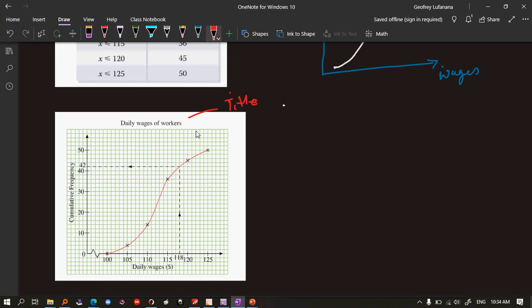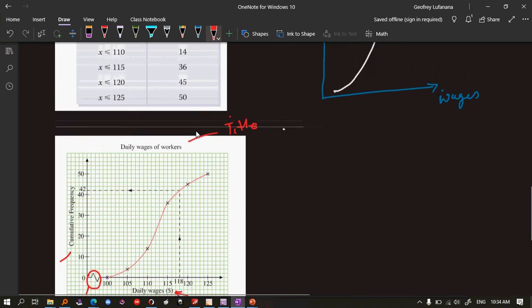There is a scale and the axes are labeled. On the x-axis, it's wages, and it also has the units where applicable, and on this side we have cumulative frequency. Now this sign over here means that there are very many numbers between 0 and where I want to start from.